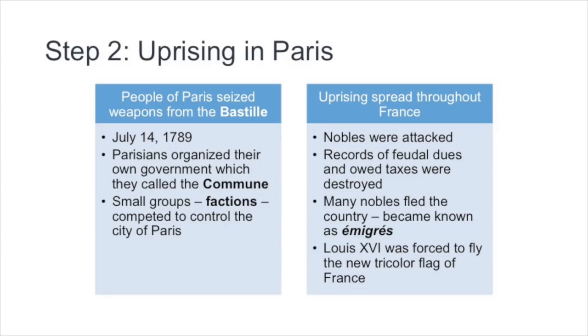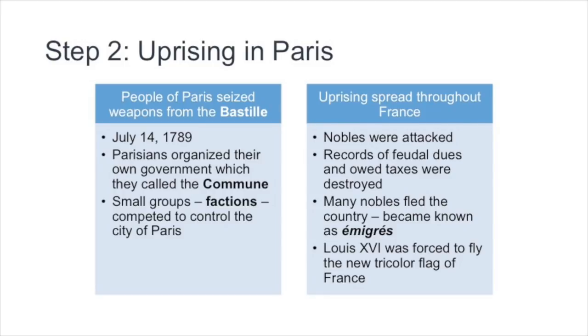So the writing of the new constitution and the storming of the Bastille would forever change things in Paris. Now Parisians would organize their own little miniature governments within the city called communes, and small groups or factions would compete for control of the city of Paris. Essentially, Paris was being given away to the mob.